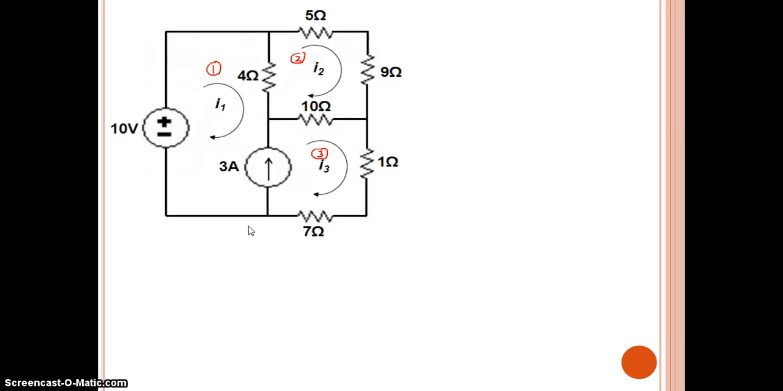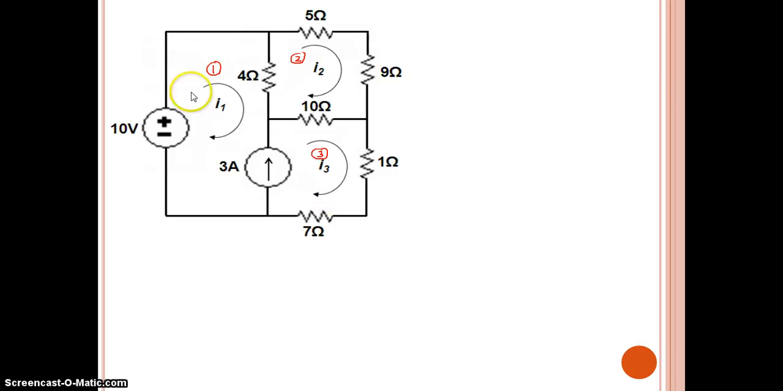See, always when you get a mesh analysis problem, even if the current direction is not provided, assign it in the clockwise direction, irrespective of the voltage source. If the actual direction is opposite, your current value will come with a minus sign. That's it. So make it a practice to always assign the direction as clockwise, that means the direction our clock needle moves.